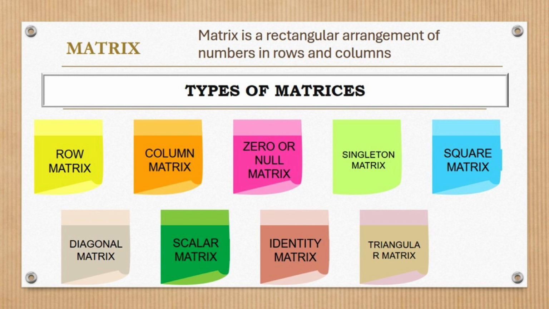There are different types of matrices, and they are basically categorized on the basis of the value of their elements, their order, the number of rows and columns, etc. The different types of matrices we're going to see in this presentation are row matrix, column matrix, zero matrix, singleton matrix, square matrix, diagonal matrix, scalar matrix, identity matrix, and triangular matrix.